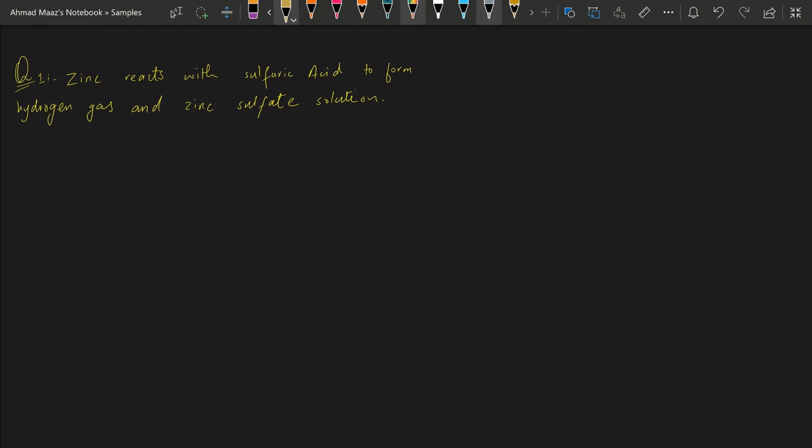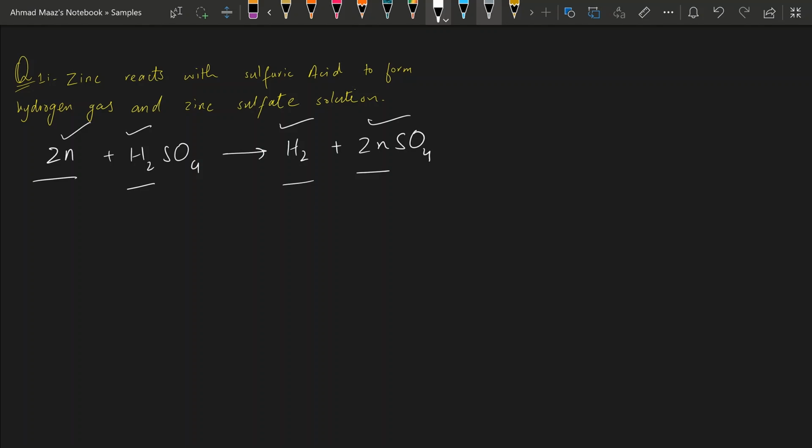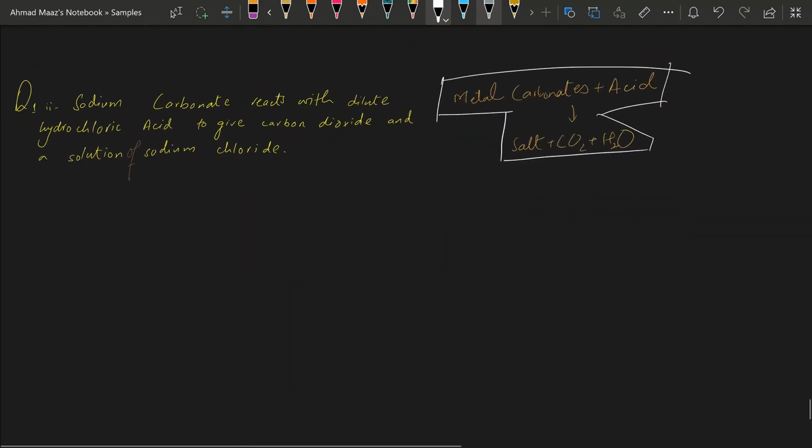Zinc reacts with sulfuric acid to form hydrogen gas and zinc sulfate. One zinc, balanced. Two hydrogens, balanced. One sulfate, balanced. Everything is balanced. If you do not want to do the sulfate collectively, you can also break it into different atoms. One sulfur, one sulfur. Four hydrogens, four hydrogens. This equation is already balanced. No big deal. Move on.